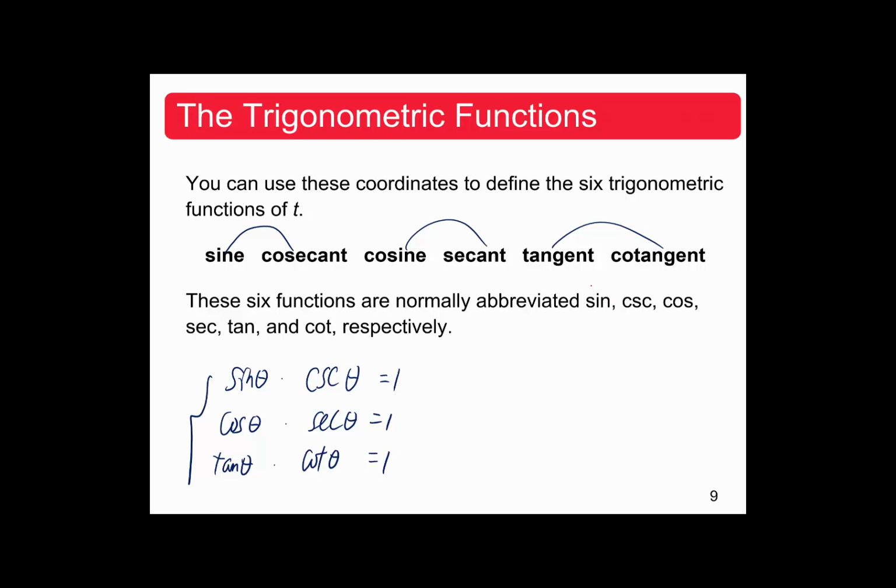So we just use a simple version of these. We use sin to represent sine. Cosecant is csc. Cosine is cos. Secant is sec. Tangent is tan, and cotangent is cot, respectively. Just write it in a simpler version. Since they are reciprocals, if you know one of them, you know the other one. If you know the value of sine theta, then you'll be able to find cosecant theta. You can also write this as cosecant theta equals the reciprocal of sine theta, and secant theta equals the reciprocal of cosine theta.